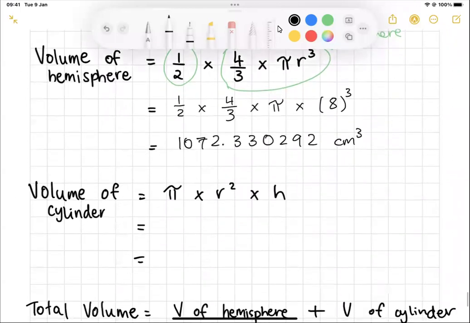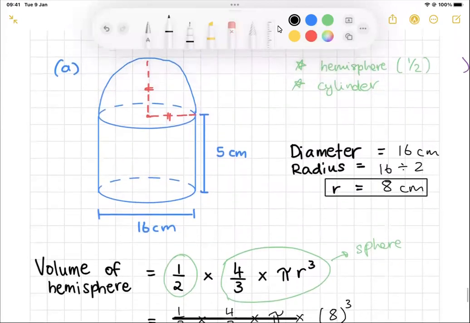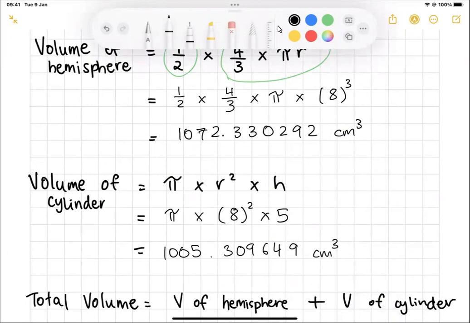Now, the second step is to find the volume of the cylinder. I've written down my formula. Let's sub in what R is, which is 8, times our height. Let's look at our little diagram. The height of the cylinder is 5. So let's add that in. Put that into your formula and you should get this right here. Again, don't round it just yet, because sometimes you can make little silly mistakes because of this.